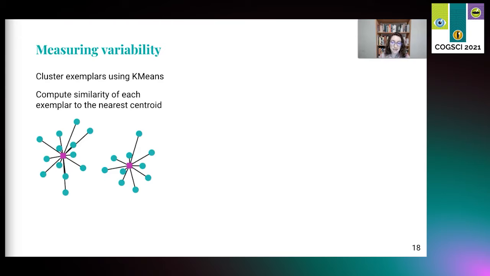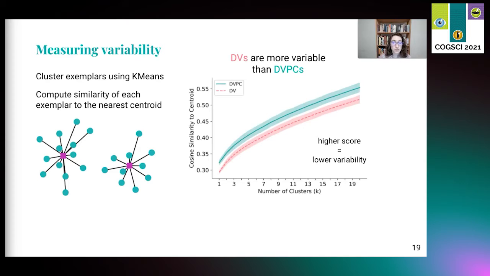And the measure we use takes the sum of cosine similarity between each exemplar embedding and its cluster centroid. And we do this for 1 to 20 clusters. And these are the results that we find. Note that because this measure is based on similarity, higher scores mean more semantic similarity among exemplars and therefore less variability. And this confirms our prediction that denominal verbs have higher variability than VPCs with "up." So this means that we can use these two constructions to test ideas about how generalization plays out for constructions with different levels of variability.